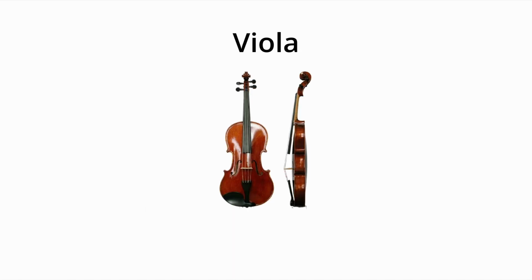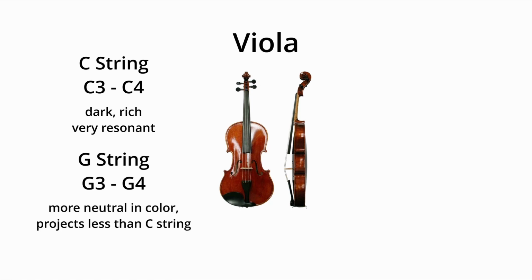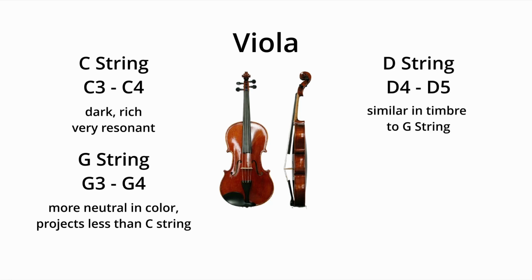The lowest string on the viola is the C string, with a range from C3 to C4. It is the most resonant part of the viola and can sound dark and rich in timbre. The G string has a range of G3 to G4 and is more neutral in timbre than the C string. It has a harder time projecting or cutting through the texture. Like the G string, the D string is somewhat neutral and does not project well. It has a range from D4 to D5.